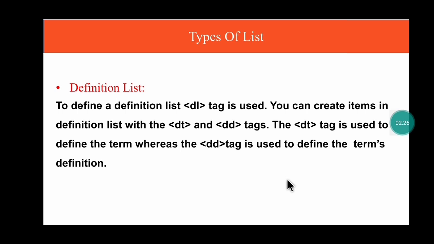The next type of list is the definition list. To create a definition list, we have to use the DL tag. DL tag means definition list tag, and it is used to create a definition list. Also we use the DT tag to create items in the definition list. By using the DD tag, we can create definitions. So the DT tag is used to define the term, whereas the DD tag is used to define the term definitions.